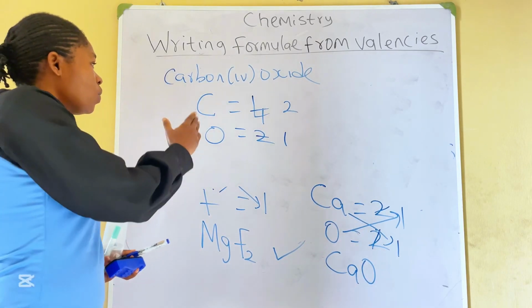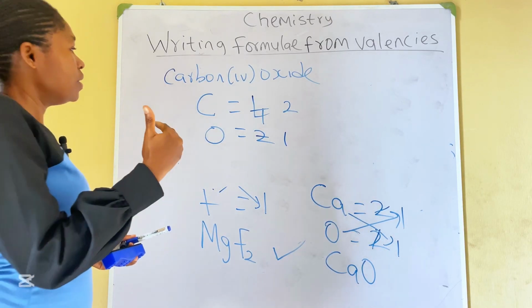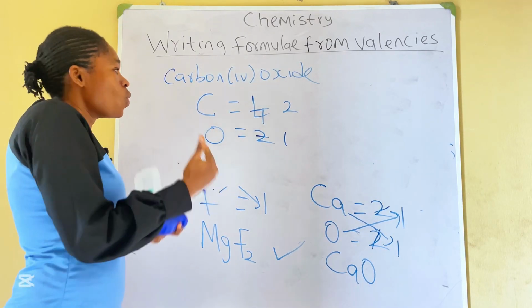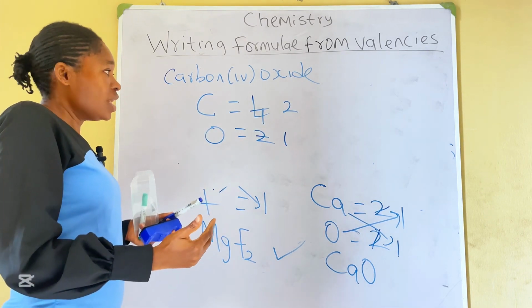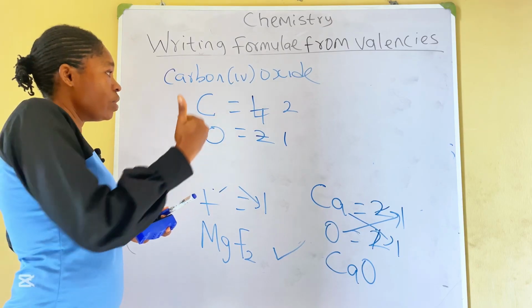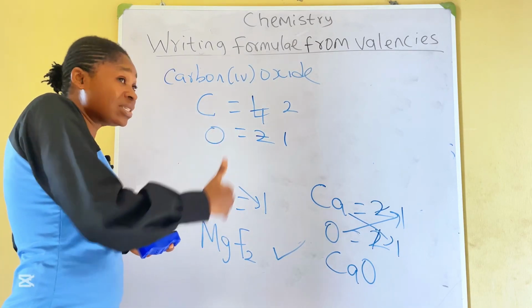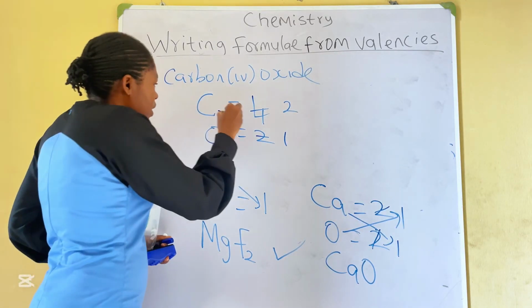Number 1, write the symbol of the element and put the valency. Number 2, interchange it. Where the valencies are the same, cancel it out. If the valency can divide itself, reduce to the lowest term. Can divide itself, that's remainder. Reduce it to the lowest term before interchanging. So we'll now interchange.